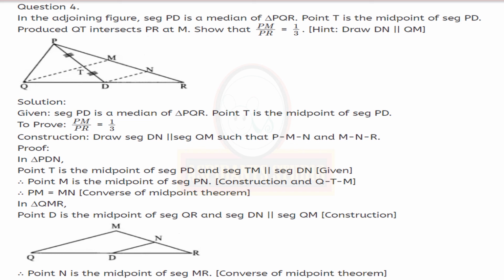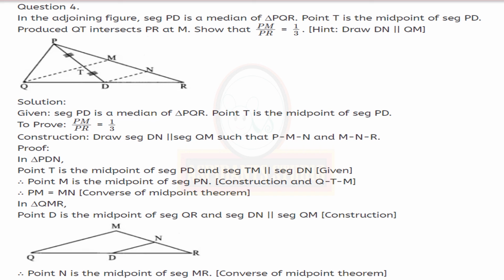Therefore, point M is the midpoint of segment PN, by construction and also since M lies between P and N. Since point M is the midpoint of segment PN, we can write, look at the figure, PM is equal to MN by the converse of midpoint theorem. I have told you already, for the converse of midpoint theorem, you should have one midpoint and parallelism. If that is given, then you can apply the converse of midpoint theorem. So here we get PM is equal to MN. Because M is the midpoint of segment PN, PM is equal to MN.